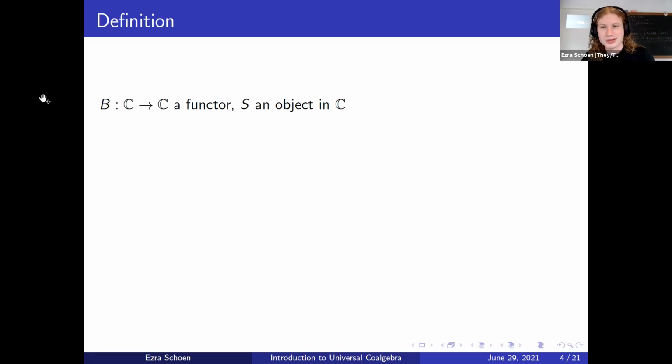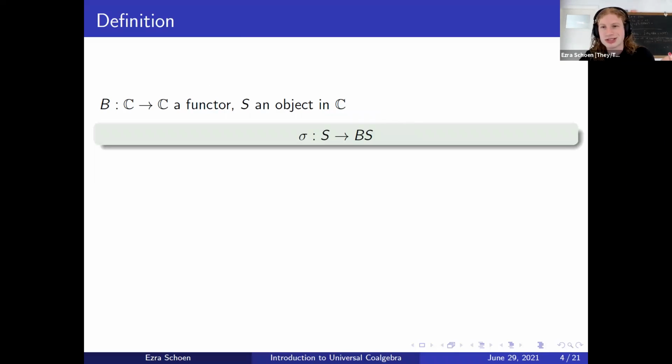What are coalgebras? We start with the most general notion, which is that we have some endofunctor B on a category C. It's called B for behavior. And this will give us the possible behaviors of your coalgebras. This is like the type of the coalgebras that we're looking at, or maybe the signature. And we pick some base object, which we think of as a set of states. And then a coalgebra is just a morphism from S to B of S.